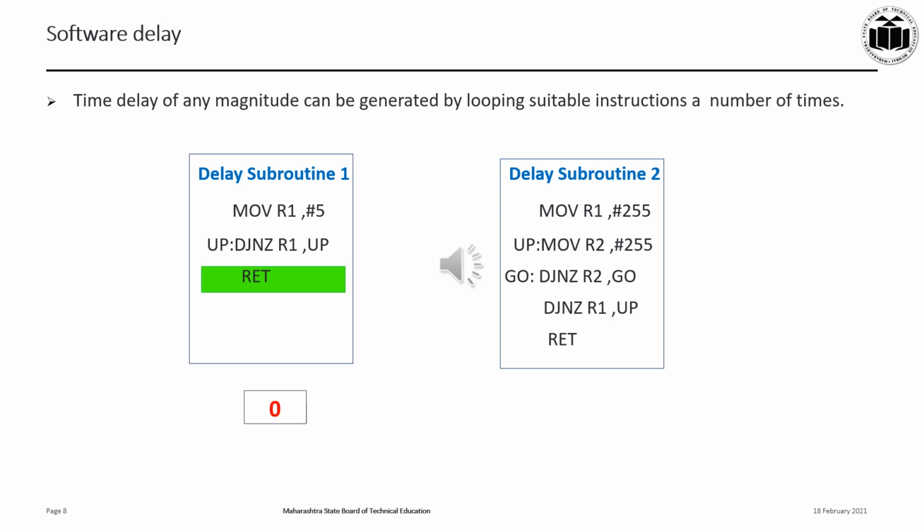When R2 becomes 0, R1 decrements by 1, that means R1 becomes 254, and again R2 is loaded with 255. Again the DJNZ R2 instruction is executed 255 times. When R2 becomes 0, then R1 decrements by 1. In this way a nested loop program is executed. So by using the delay subroutine 2 method, we can generate a delay of larger amount.